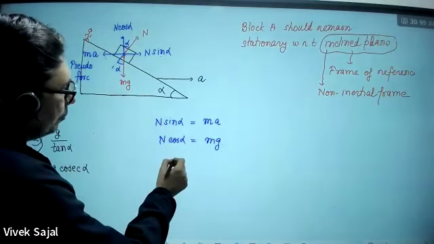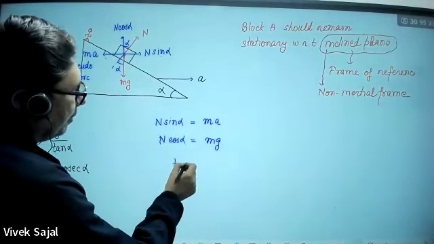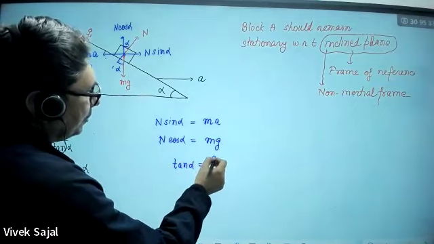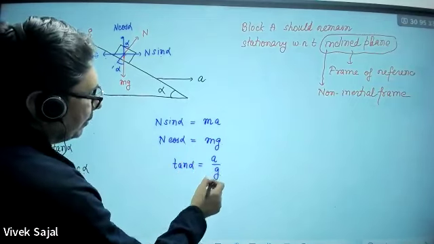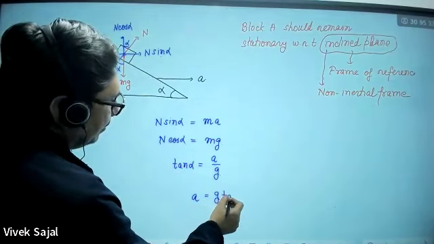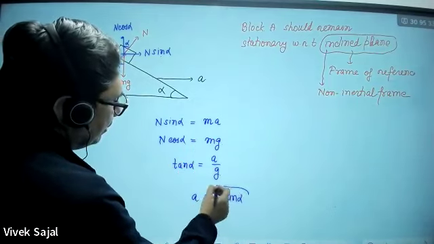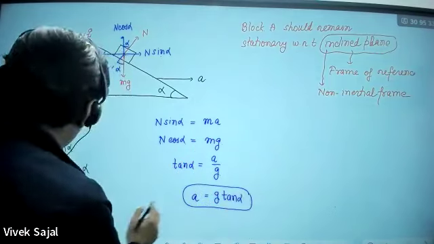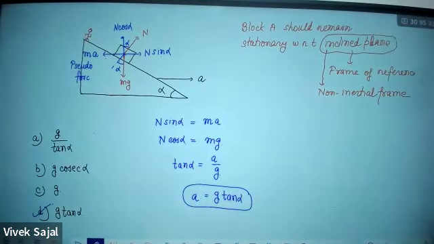Divide these two, so this will be tan alpha and this will be a upon g. So what will this a be? This will be g tan alpha. So this should be the answer. The correct option should be g tan alpha. Okay?